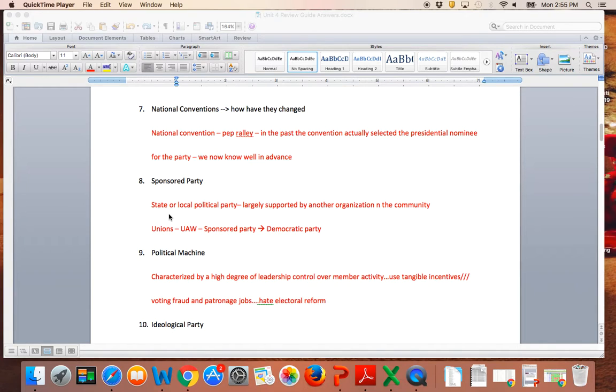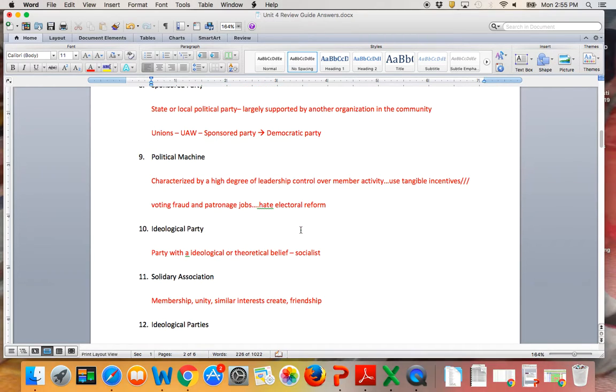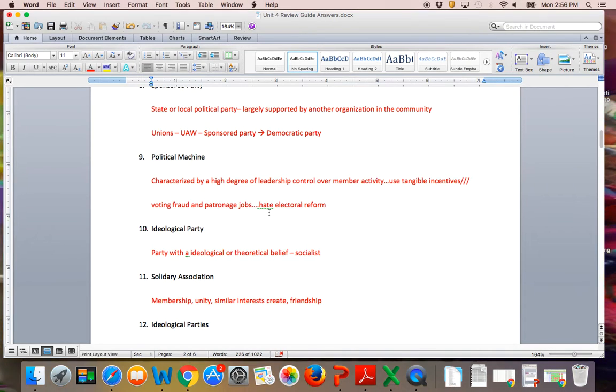A sponsored party is a state or local political party largely supported by another organization in the community. So, again, unions like auto workers could be a sponsored party of the Democratic Party. Your political machine, high degree of leadership, control over member activity. They use incentives. They're looking at voting fraud. And they're getting paid jobs based on their past connections. And again, they hate the electoral reform.